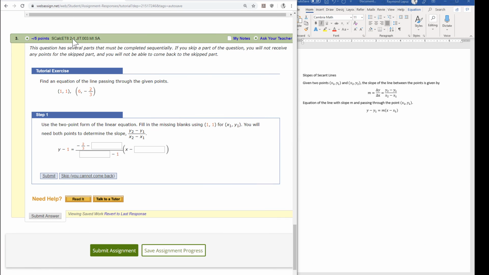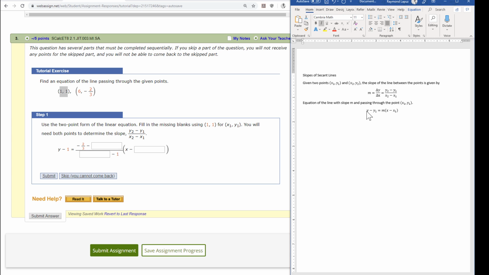Let's do a problem from your lab assignment, section 2.1. This is problem number 3. Find an equation of a line passing through the given points. And the points are (1, 1) and (6, -2/3).